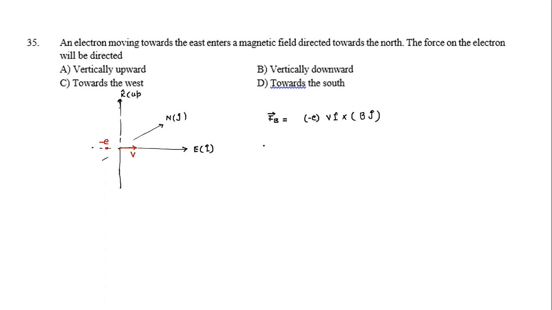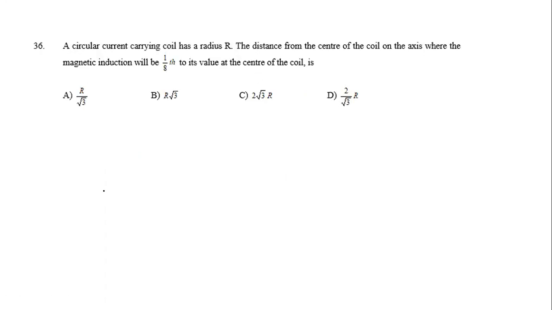As far as direction is concerned, what is the direction? I get a negative term here, i cross j. That's the direction. And i cross j is k cap, so minus k cap. What does minus k cap indicate? Particularly downwards. So this is the option.